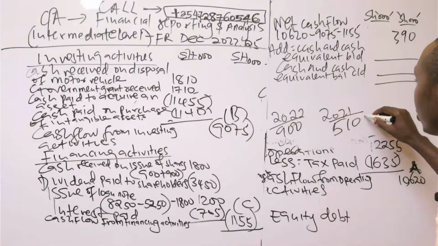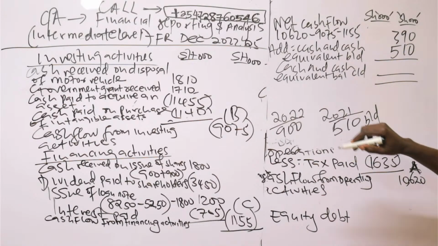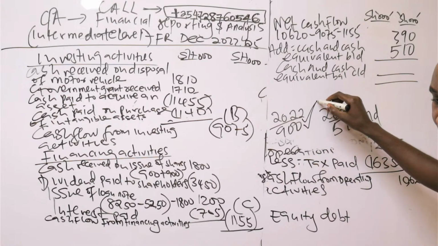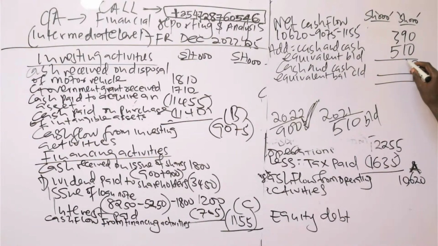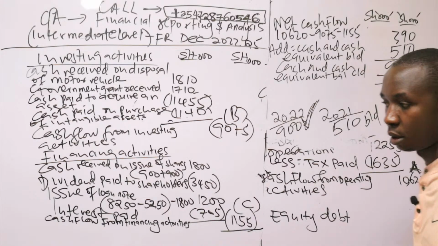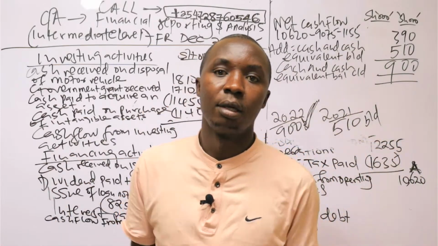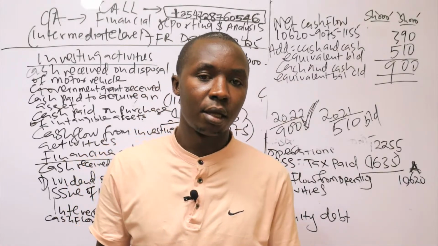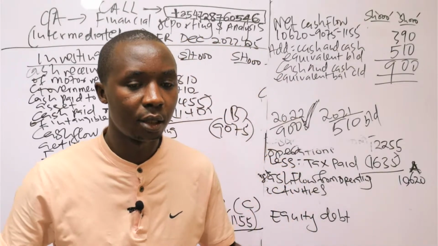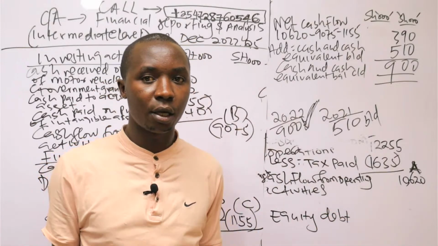So if I put this one as my balance brought down here, I am supposed to get 900. Am I not getting 900? I'm getting 900. So I have confirmed that the cash we have at the start of the year, after the transactions during the year, is reconciling with the cash at the end of the year.